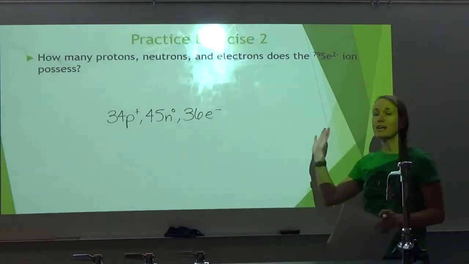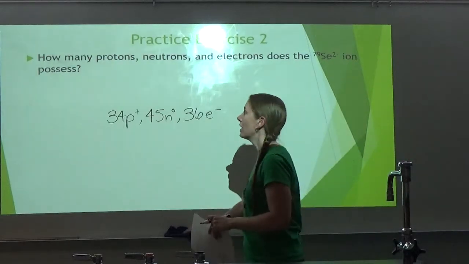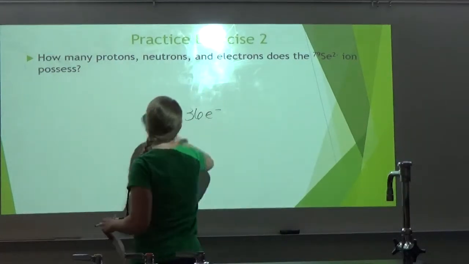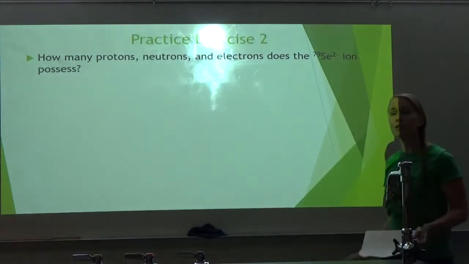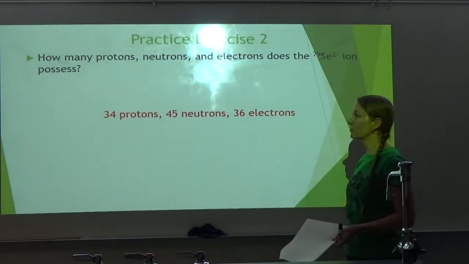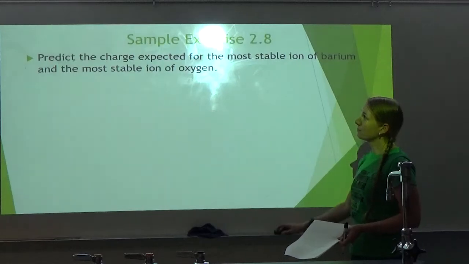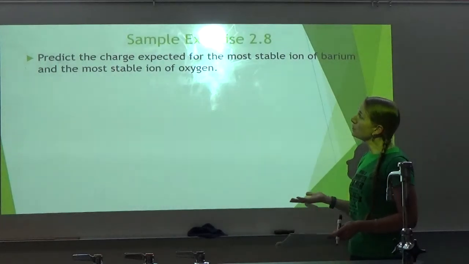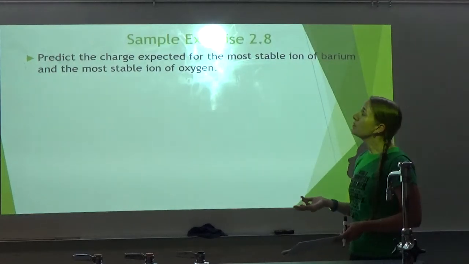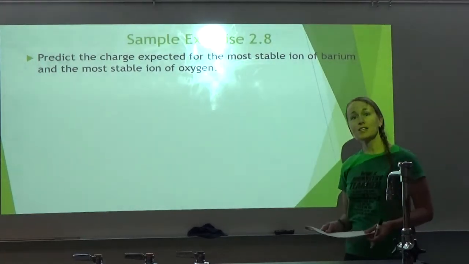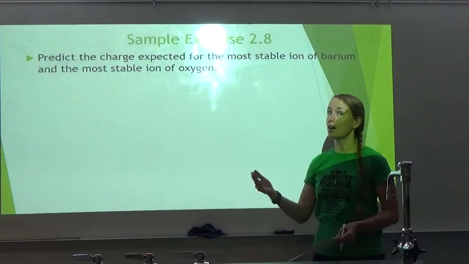Okay, so you should be able to easily, for atoms or ions, as long as you have a periodic table or at least the full version of shorthand, determine how many particles it has. Alright, so it says predict the charge expected for the most stable ion of barium and the most stable ion of oxygen. Okay, so we learned how to do charges in Honors Chem.